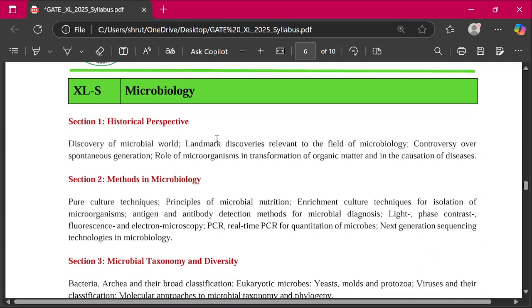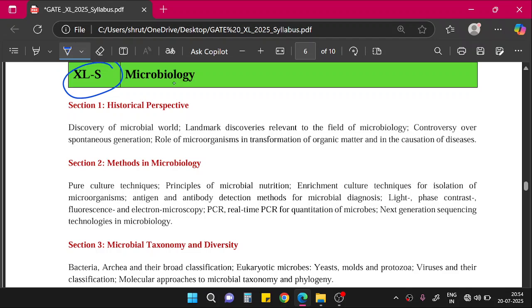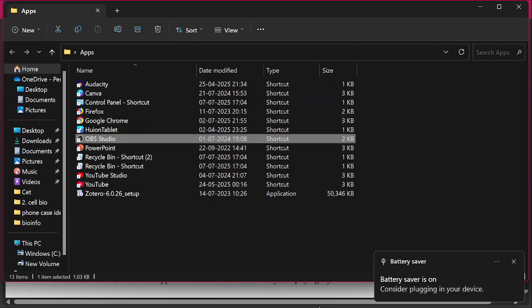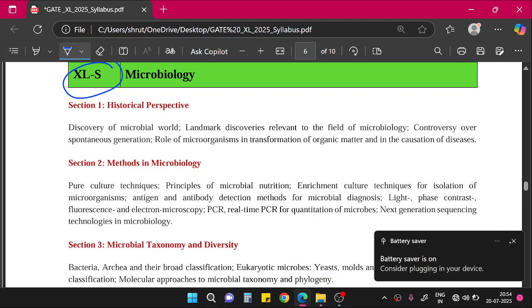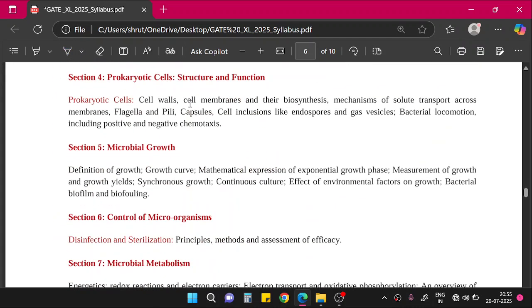Now moving to the microbiology section, having the code XLS. Here section 1 is the historical perspective. Section 2 is methods in microbiology. Section 3 is microbial taxonomy and diversity. Section 4 is prokaryotic cells, cell structure and function. Section 5 is microbial growth.